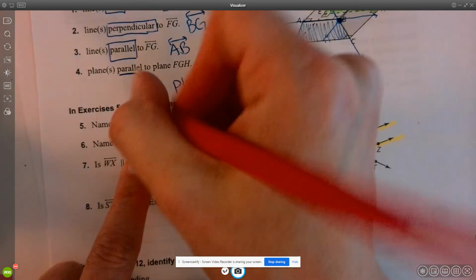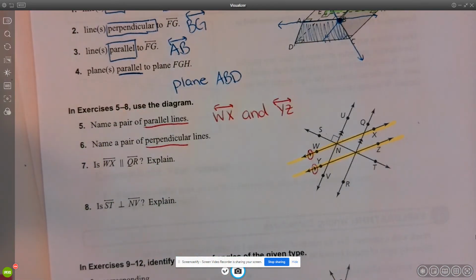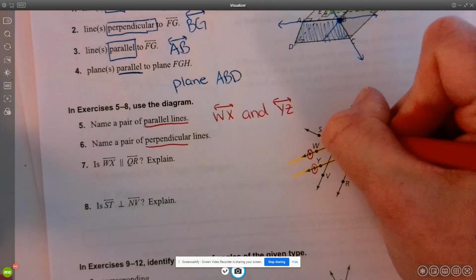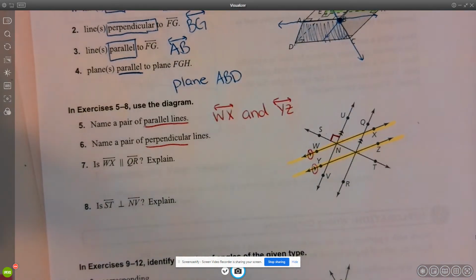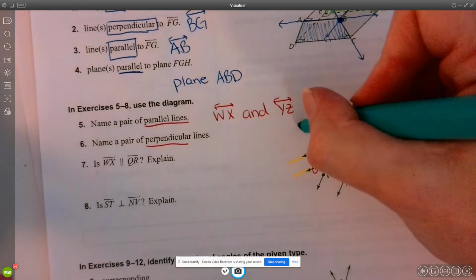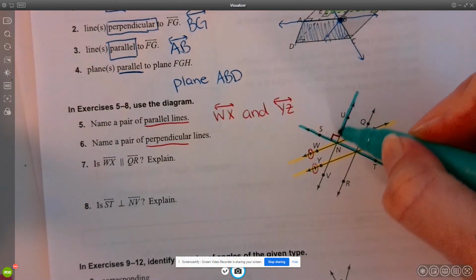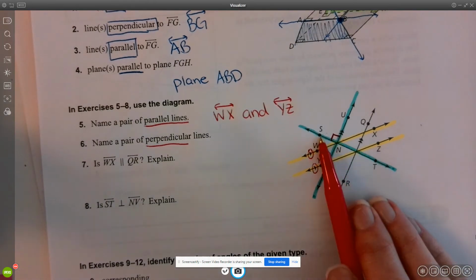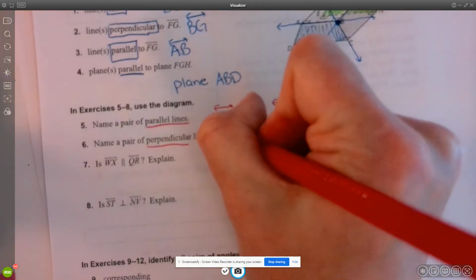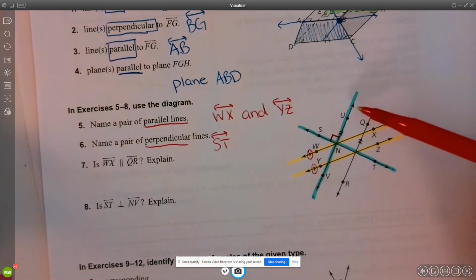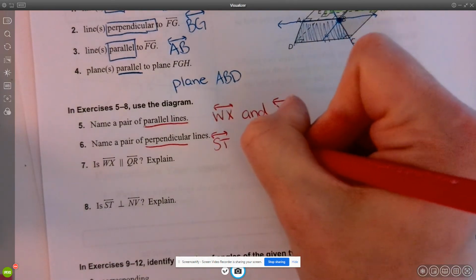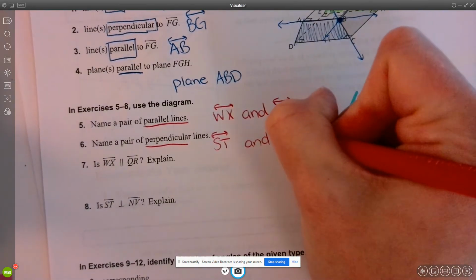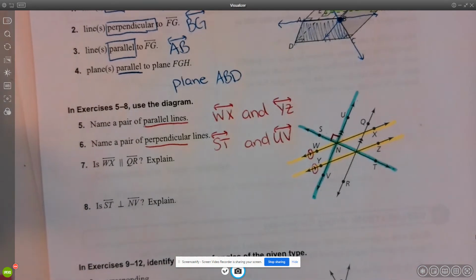Number 6, name a pair of perpendicular lines. So we are looking for lines that form 90-degree angles where they intersect. So right away, I notice in my picture, there's a 90-degree angle here, which tells me that this line and this line are perpendicular. So I'm going to go ahead and name those. Line ST and line UV are perpendicular because they intersect at a 90-degree angle.